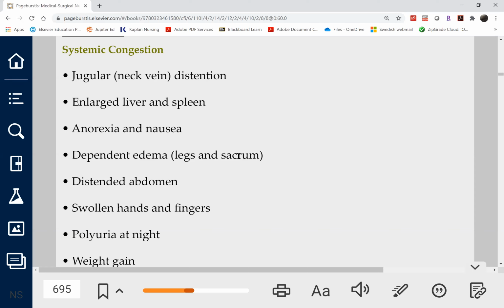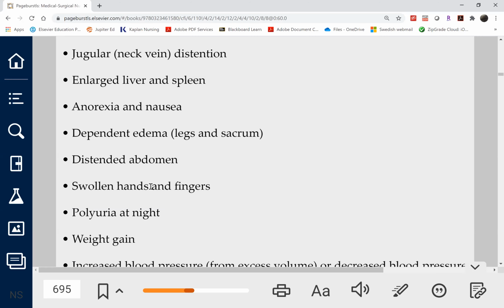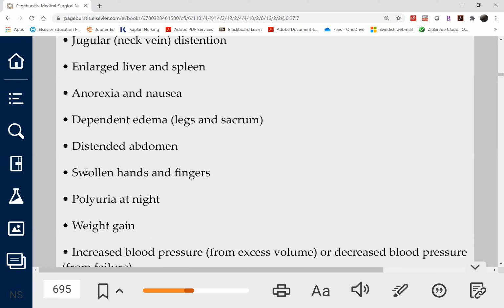That would mean your elbows will also be dependent areas. Even your scrotum will also be in a dependent position. So you have water in all of those areas. And besides leaking, because now there's congestion in the liver and the spleen, water will also leak from there and go into the abdomen, forming ascites. And because the hands and fingers will also be in a dependent position, they'll also have edema and swelling.